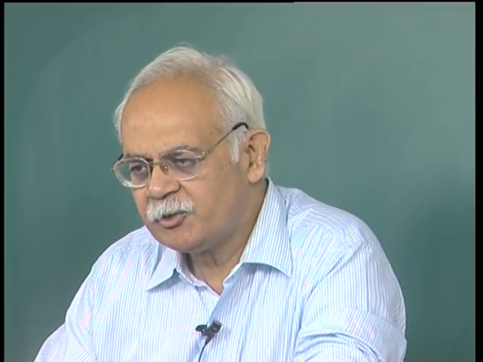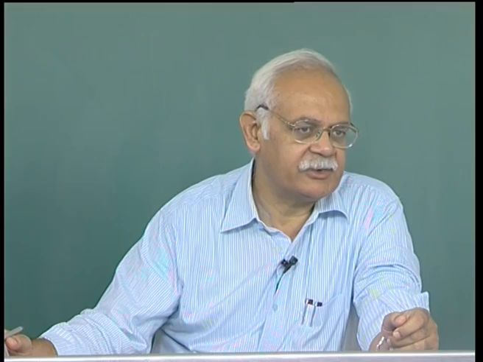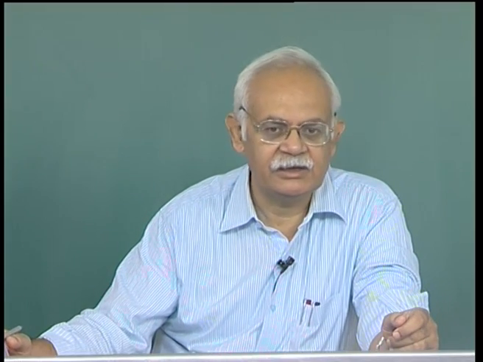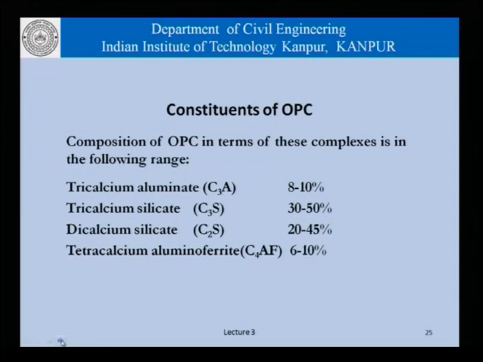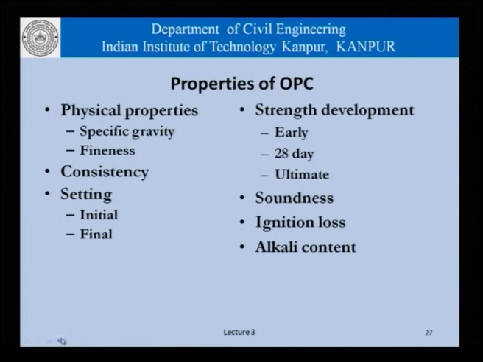That is, for a particular concrete, what is the kind of cement that the concrete engineer needs to use. The cement chemistry need not be understood very deeply, but the fundamentals must be clearly understood. Now, coming to the properties of ordinary Portland cement, we can divide the discussion of the properties in terms of physical properties, which could be specific gravity and fineness, consistency, setting time, initial and final, strength development, which could be early, 28 day or ultimate.